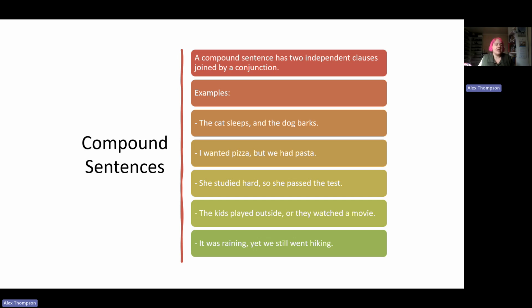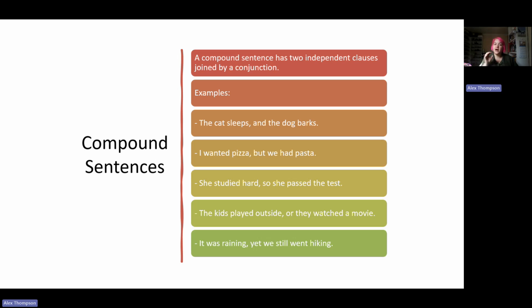So the examples we've got here are things like the cat sleeps and the dog barks. So the cat sleeps on its own is a simple sentence. The dog barks on its own is a simple sentence, but we put the word and between them and it changes the whole thing into a compound sentence. Other examples, I wanted pizza, but we had pasta. She studied hard, so she passed the test.